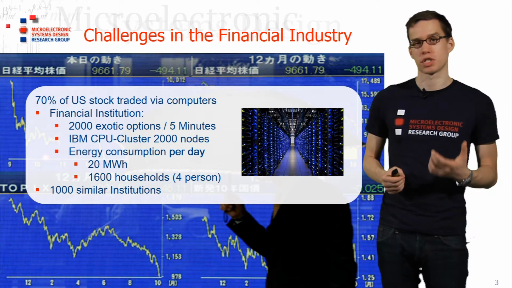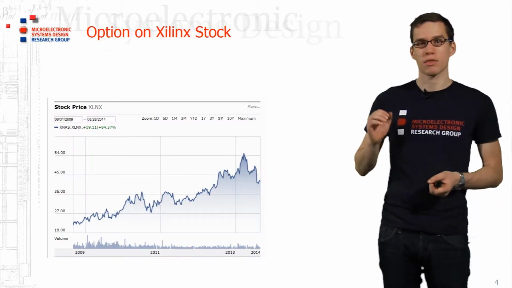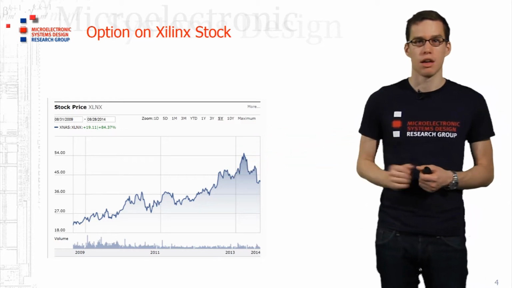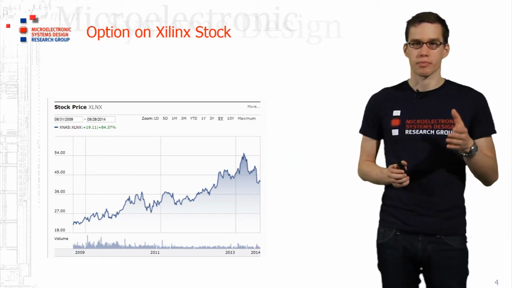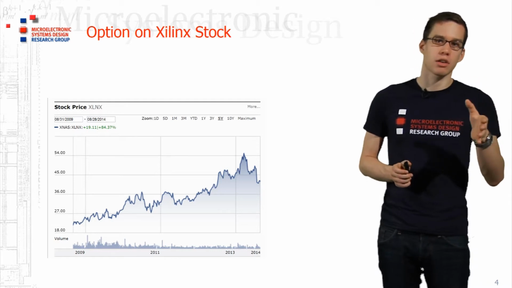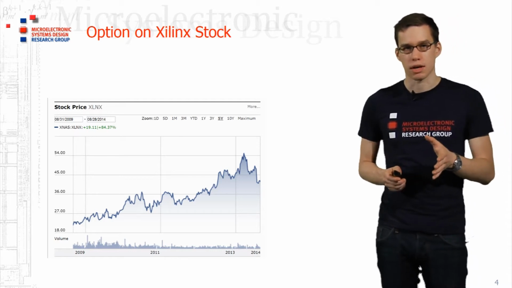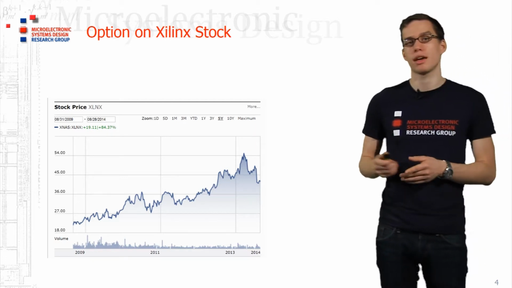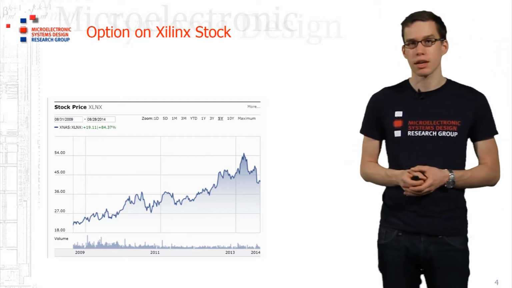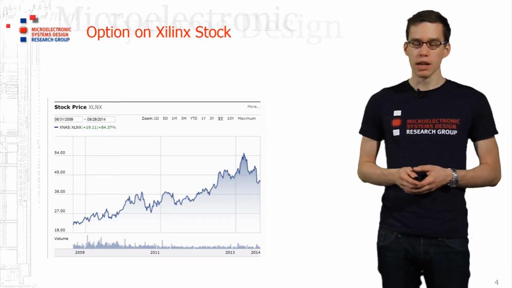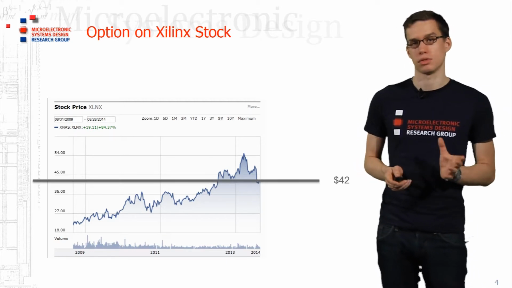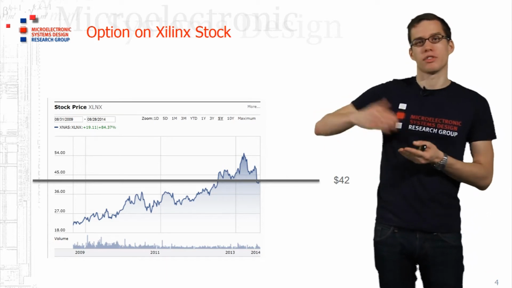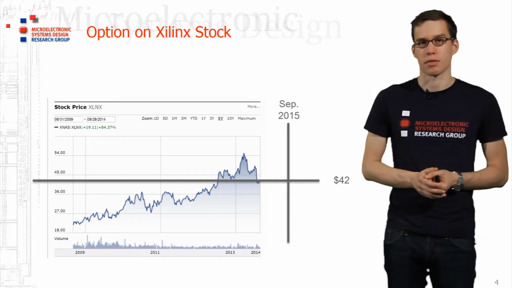So what is an option? What is an exotic option? Let's start with the most simple option. Here we have the Xilinx stock index, and we say, if today is 2014, we have right now a price of $42. And now we look into the future, so September 2015.